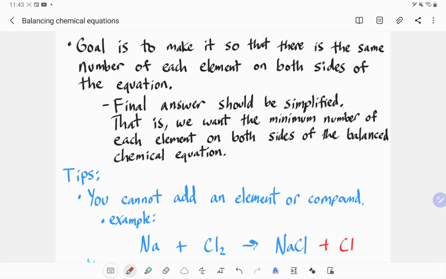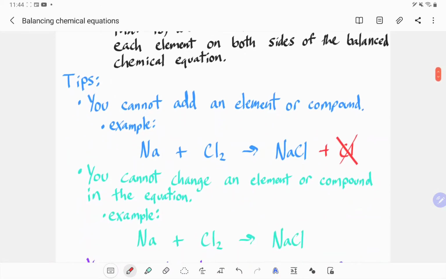So we can't just create an element and add it to what we're doing. We cannot add an element or a compound. We can't just add something spontaneously. So make sure you're not doing that.